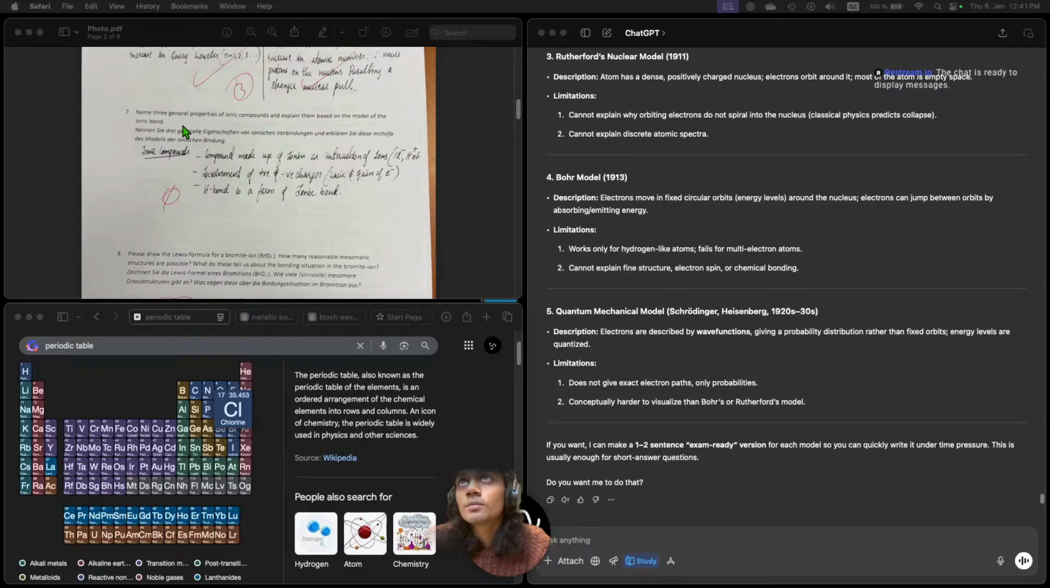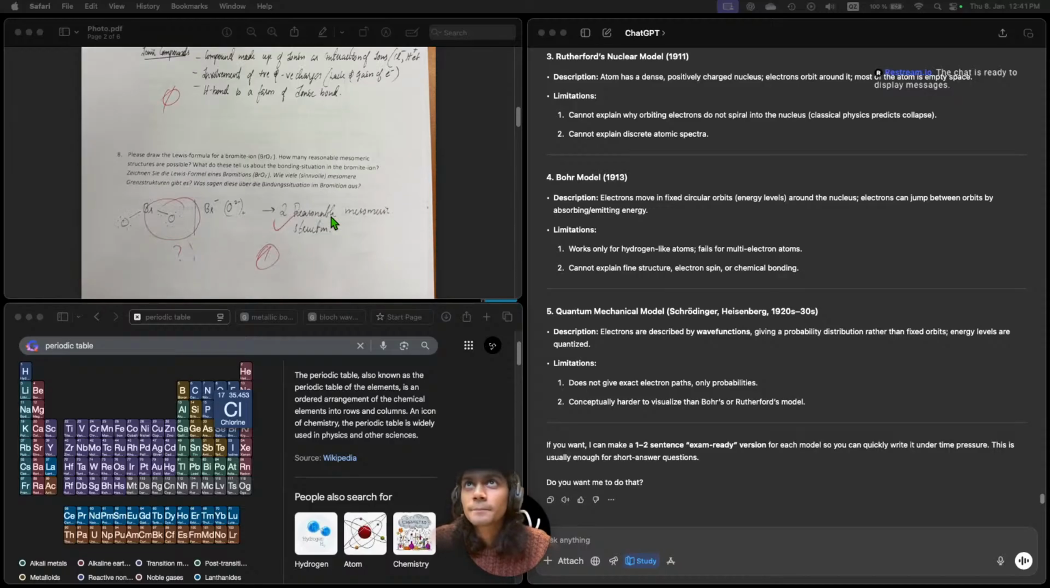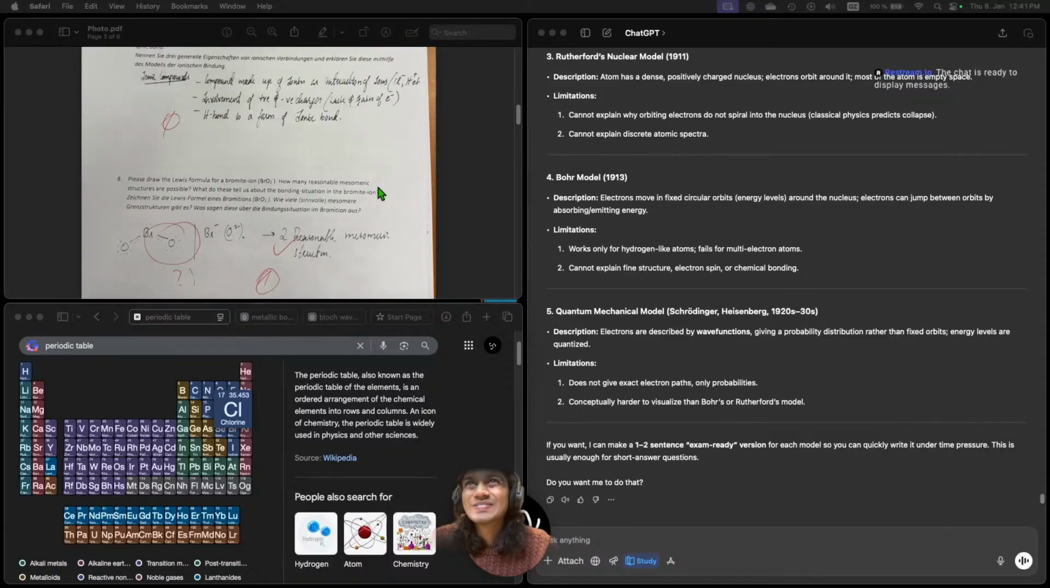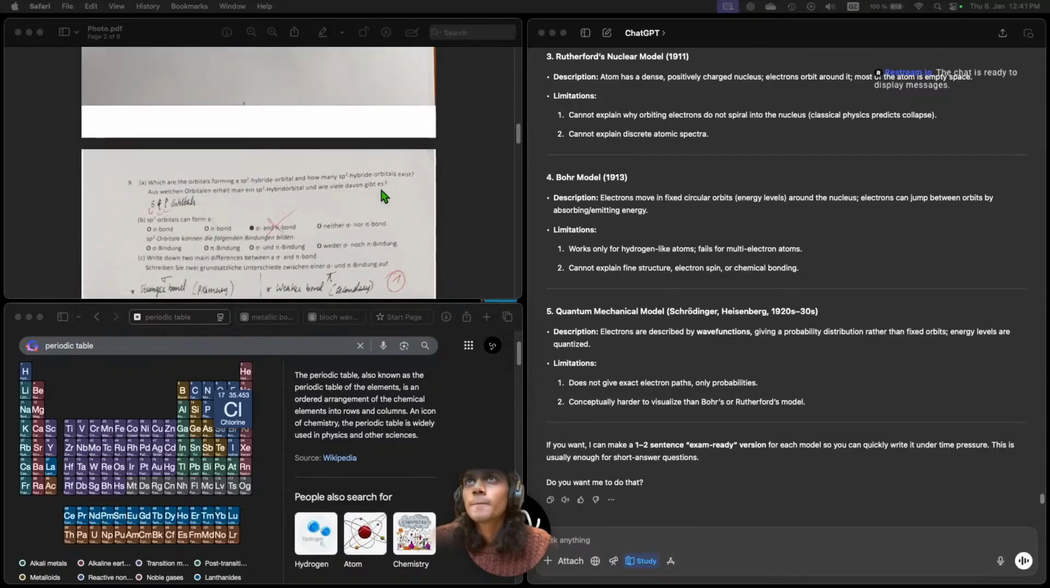Name three general properties of ionic compounds. Oh, that's the one I missed. That's the one I now know, at least what I think I know, based on the model of ionic bonding. Now, what are the models? Lewis structure, VSEPR, MO, valence bond. I'm still a bit confused on Lewis structure, but we're better than before.